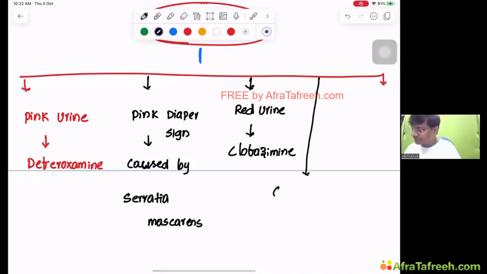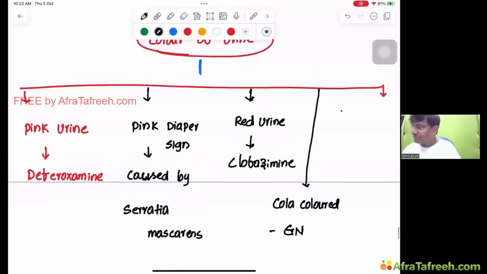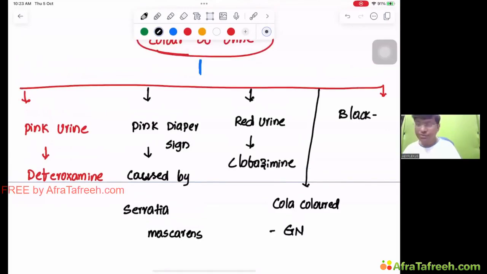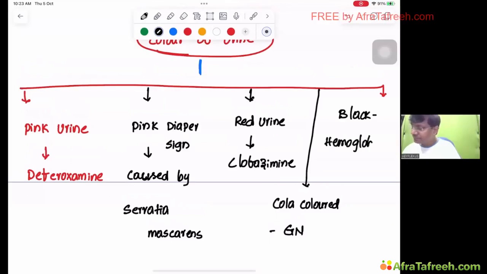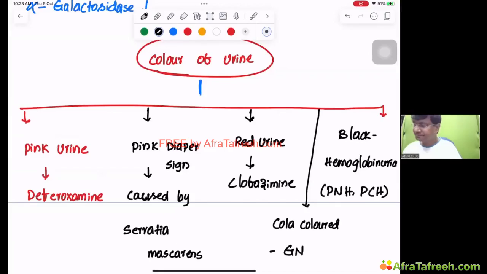Conditions where you will have cola colored urine. So cola colored urine, you have that in glomerulonephritis, where you have the hematuria. Conditions where you have black color urine. So black color urine, you have that in hemoglobinuria. Okay, so hemoglobinuria, depending upon the quantity of the hemoglobin, it can be dark red in color or it can be black in color. So where do you have hemoglobinuria? That is paroxysmal nocturnal hemoglobinuria and paroxysmal cold hemoglobinuria.